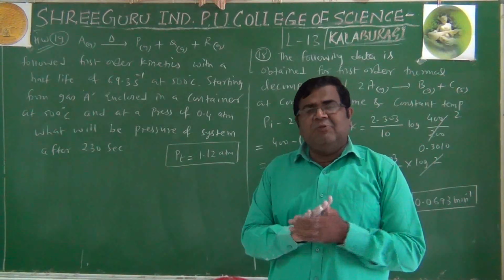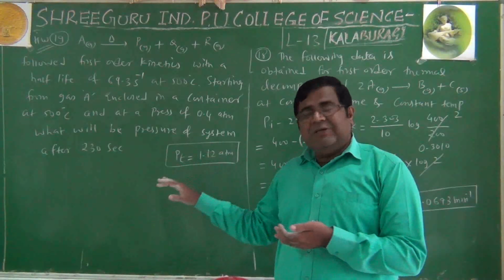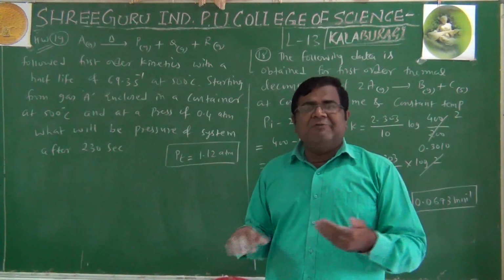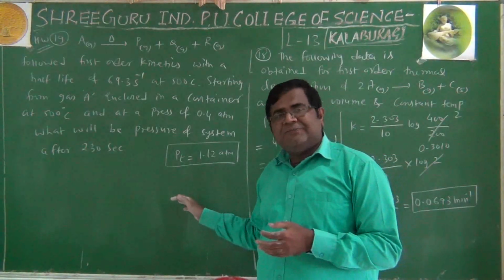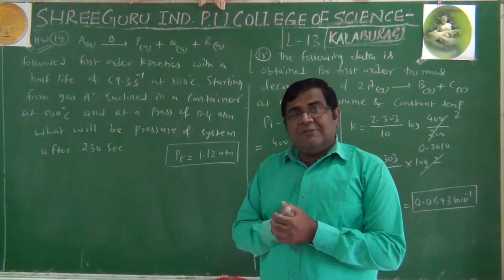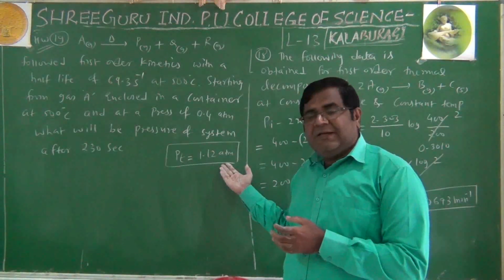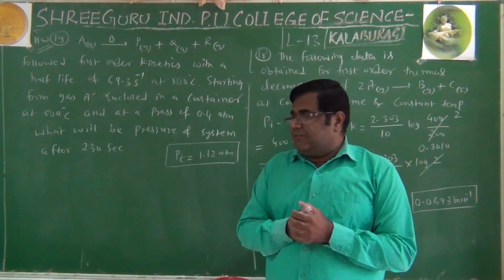Again I am saying that the numericals also have to be repeated once with me, then you can just look into the question and solve. Then only this part will be more clear to you. So I expect that you should solve this question. Let's see how many students get it correct. I have written the answer here. 1.12 atm will be the answer if you solve this correctly.